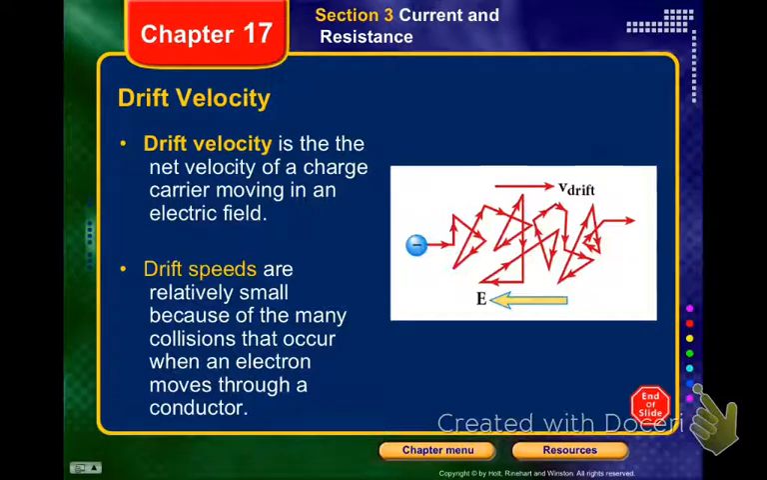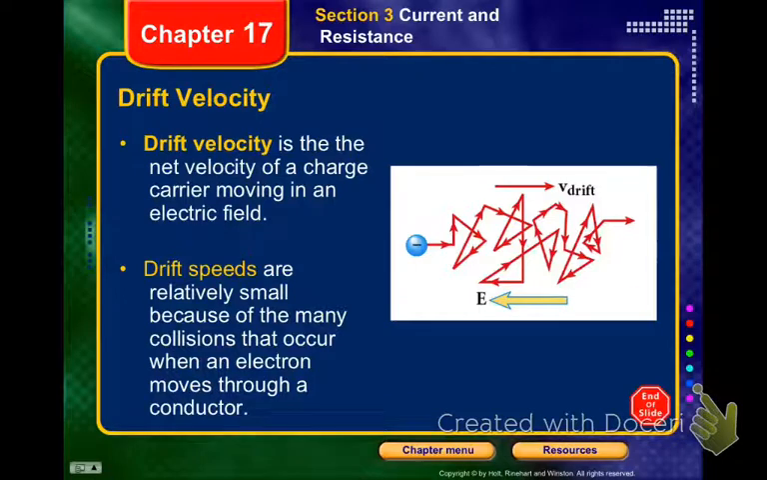It says drift speeds are relatively small because of the many collisions that occur when an electron moves through a conductor. We know metals make really good conductors, and we just looked at how metals are made up. What's going on with your valence electrons? They're loose. They're freely moving. So you have lots of electrons that are already freely moving, and you're trying to move electrons through that. It's going to hit other free-moving electrons. So your drift speeds are going to be small.